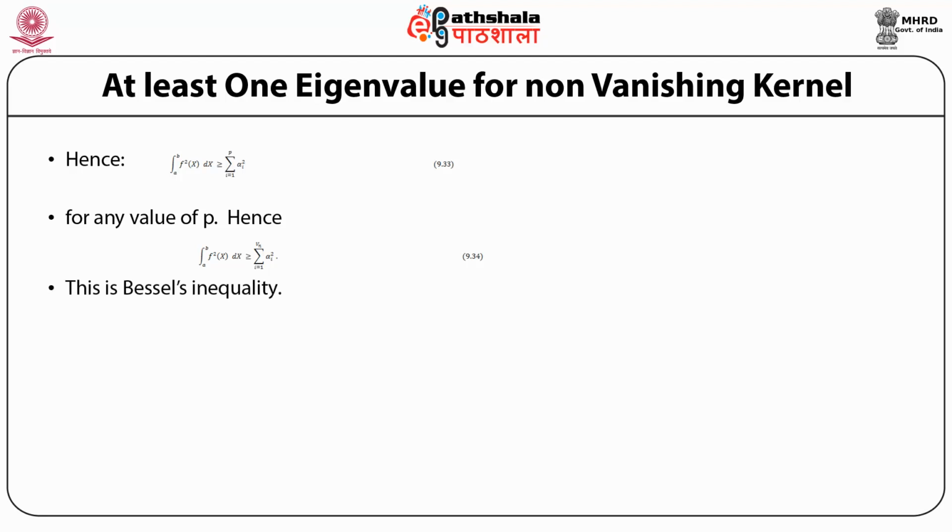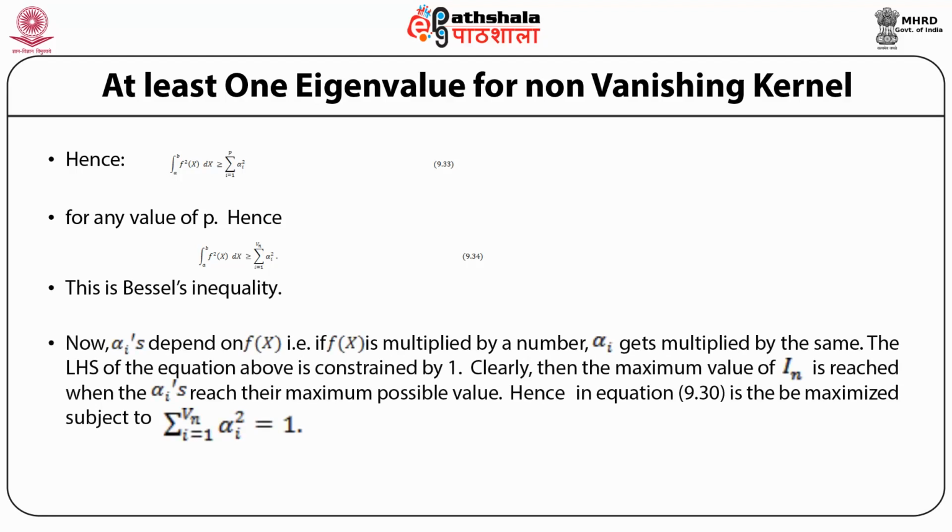This is Bessel's inequality. Now, the α_i's depend on f(x). That is, if f(x) is multiplied by a number, α_i gets multiplied by the same number. The left-hand side of the equation is constrained by 1. Clearly, then, the maximum value of I_n is reached when the α_i's reach their maximum possible value. Hence, I_n in equation 9.30 is to be maximized subject to Σα_i², i = 1 to n, equal to 1.